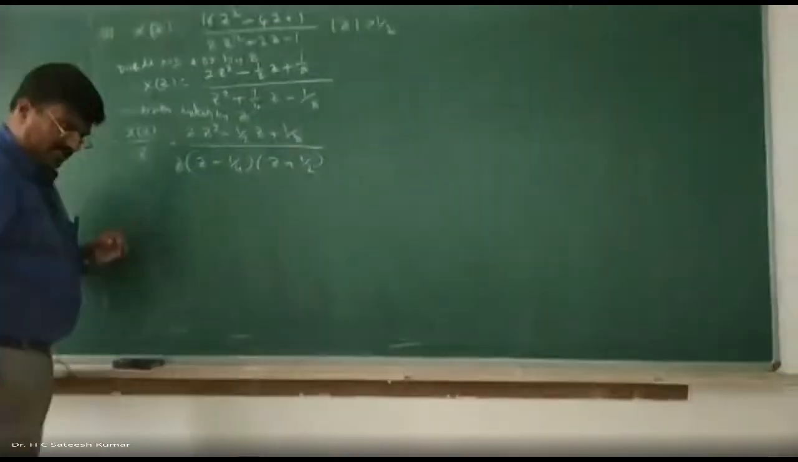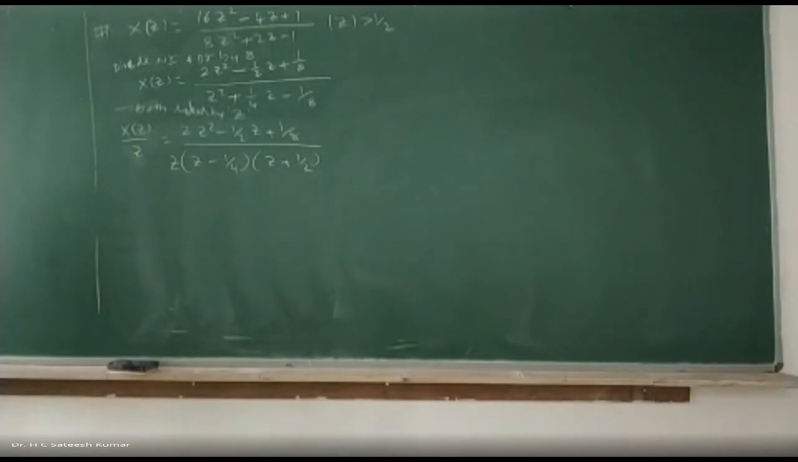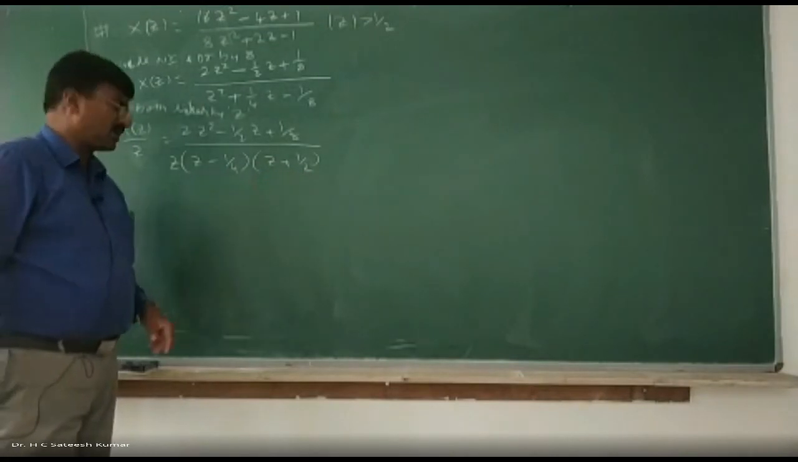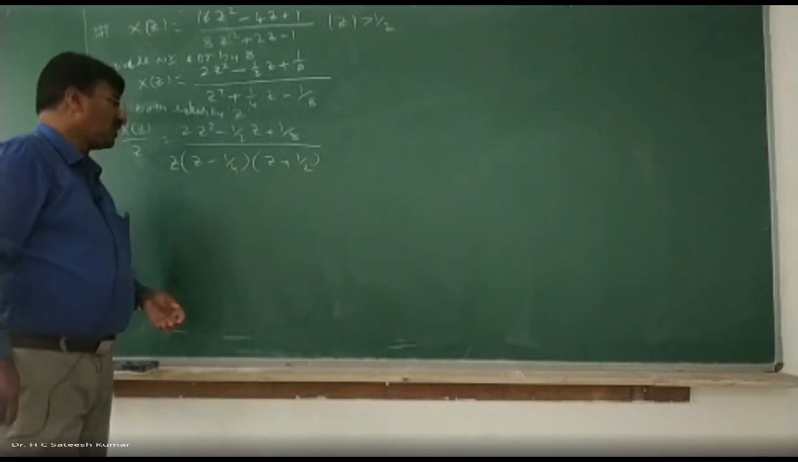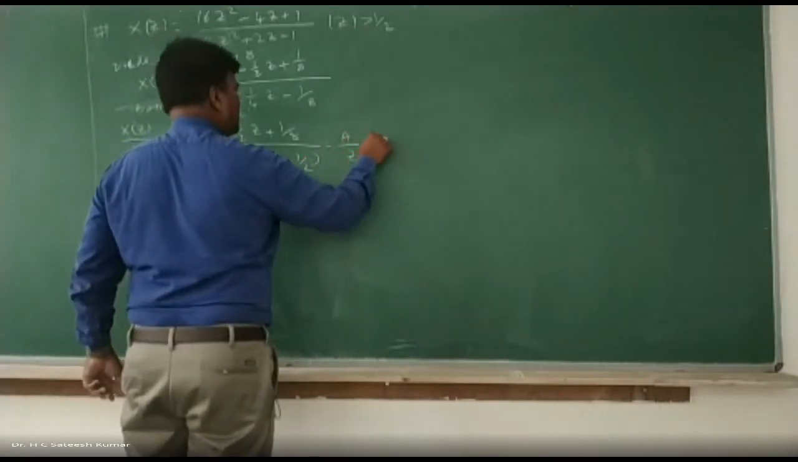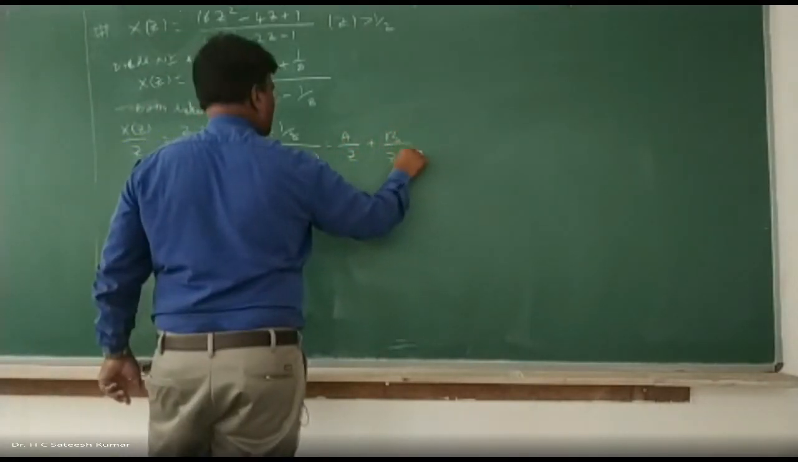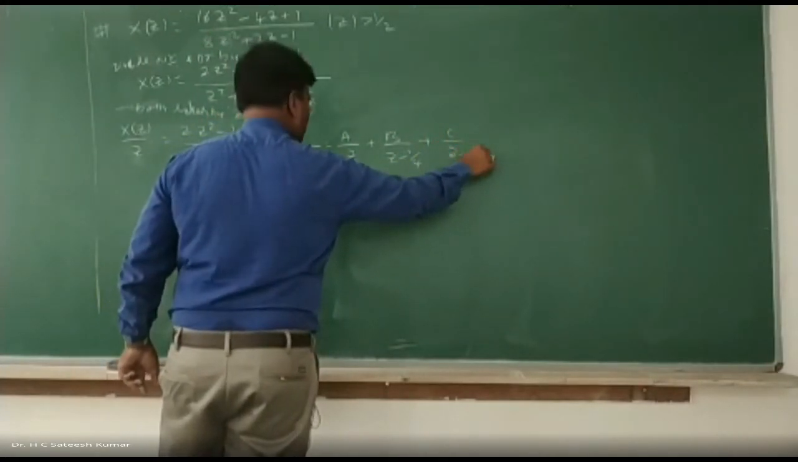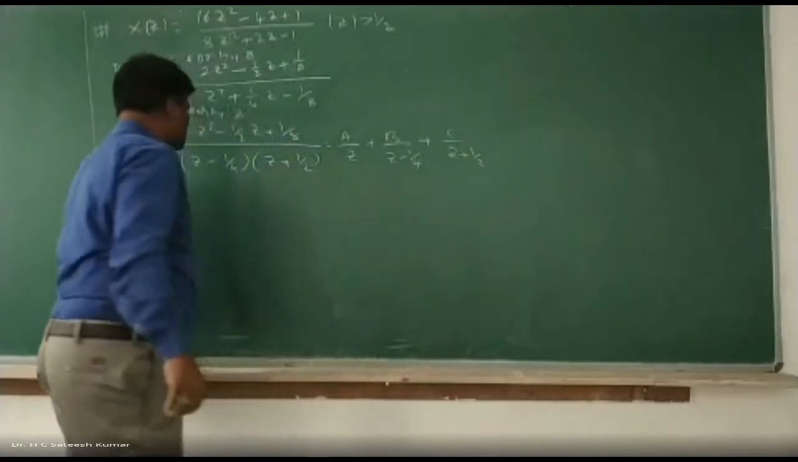Use the calculator and find the roots, and then you find the factors. I think you got the roots as 1 by 4 and minus 1 by 2. You can check it in the calculator, and this is the factorization you are going to get, right? Which is equal to a divided by z plus b divided by z minus 1 by 4 plus c divided by z plus half. Okay, therefore what is that?